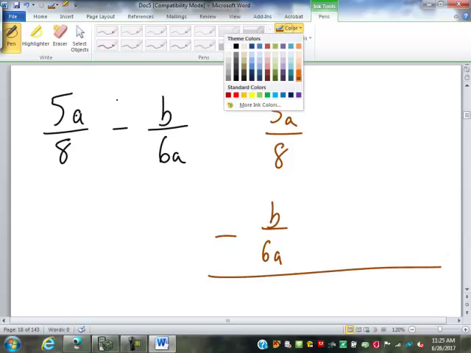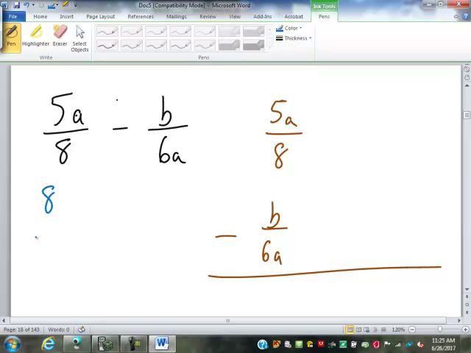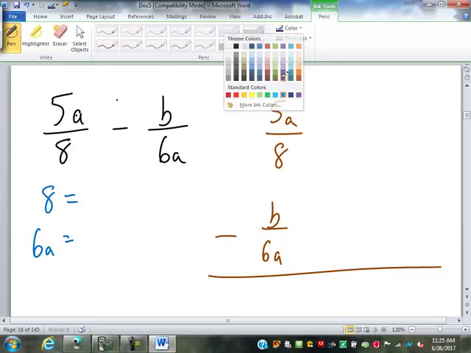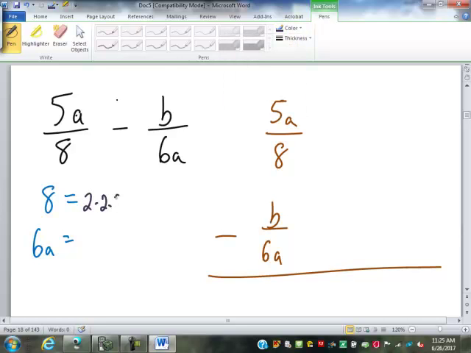Our first step is still to find the common denominator, least common denominator. 8 is just 2 times 2 times 2, correct? 6a, well, 6 is 2 times 3, and then a. What's the top number need? 3 and an a. Bottom number needs 2 more 2's, right? What's that multiply to be? 24a. Very good.